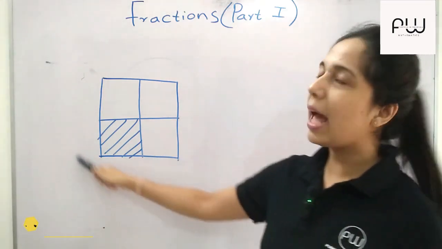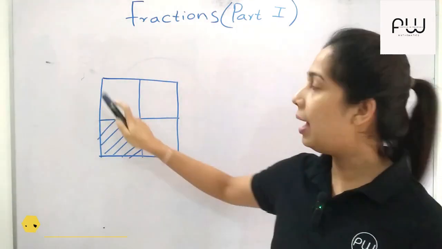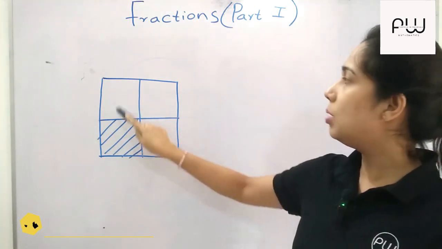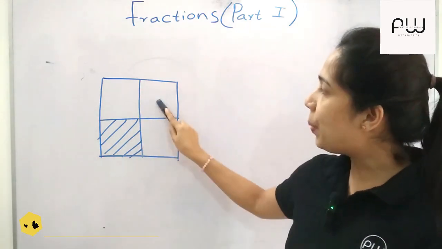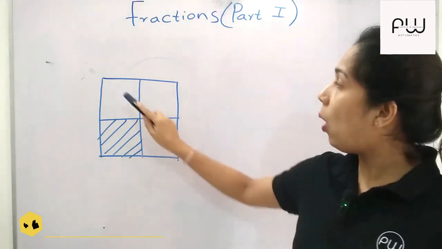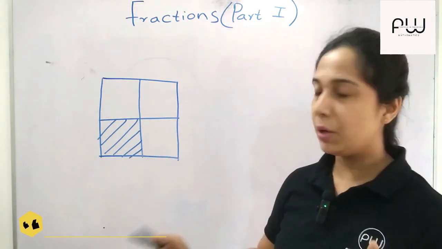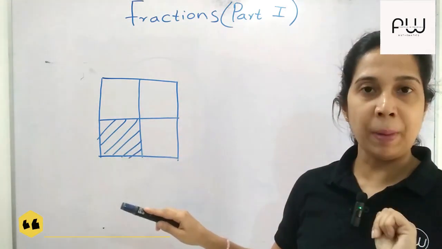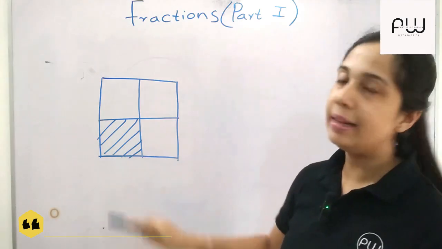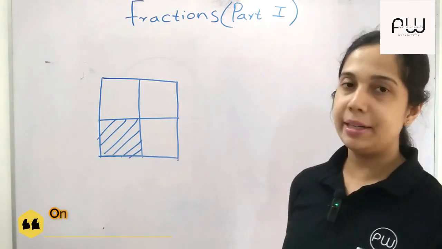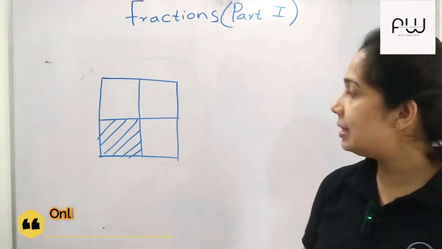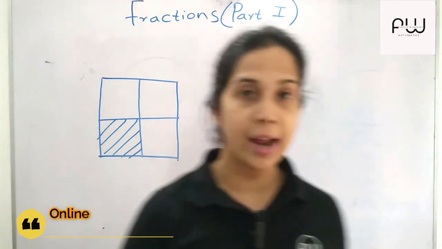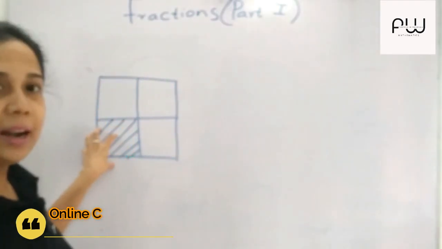Now look at here, there is a square, and this square is divided into 4 equal parts. All these parts are equal. You are given a figure divided into 4 equal parts and one part is colored. Then you are asked to write this colored part as a fraction. How can we write this shaded part as a fraction?